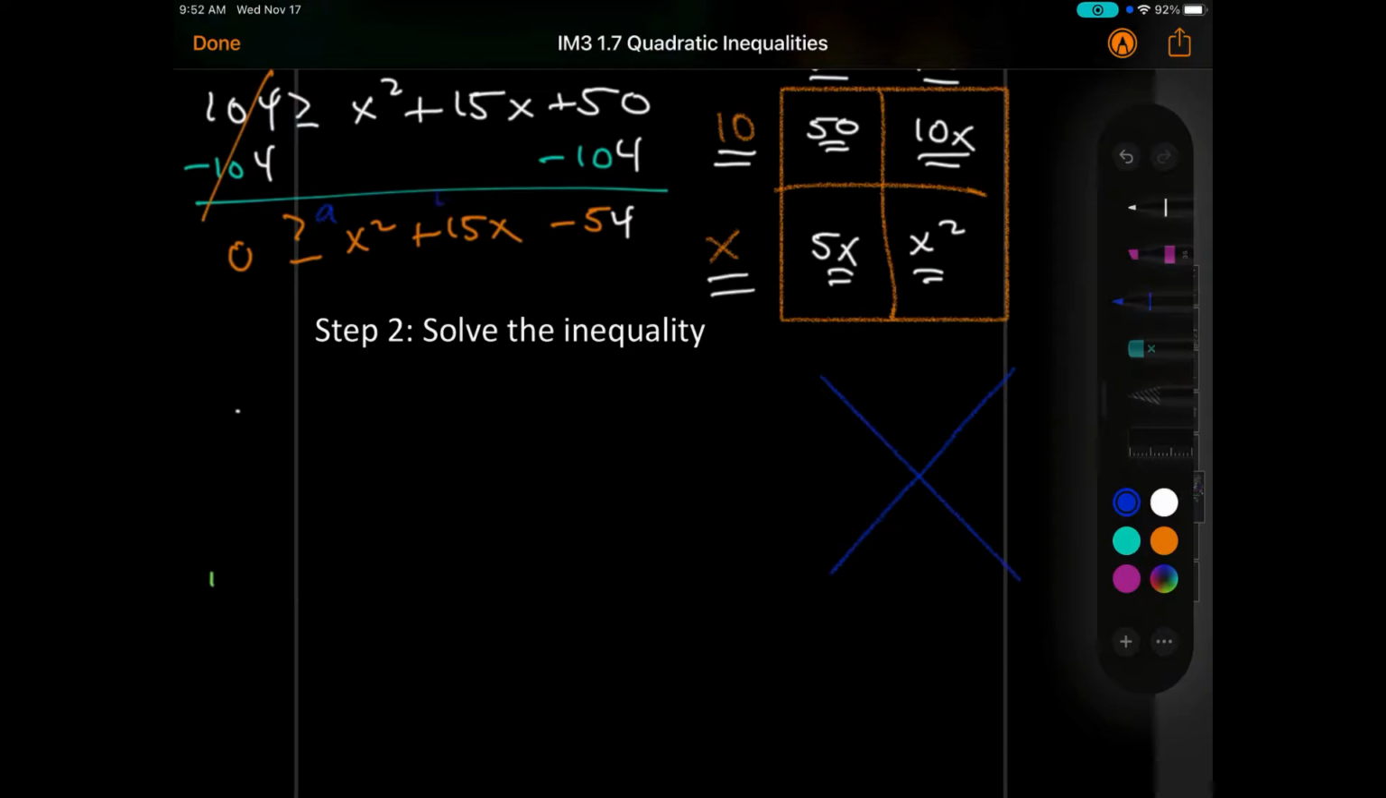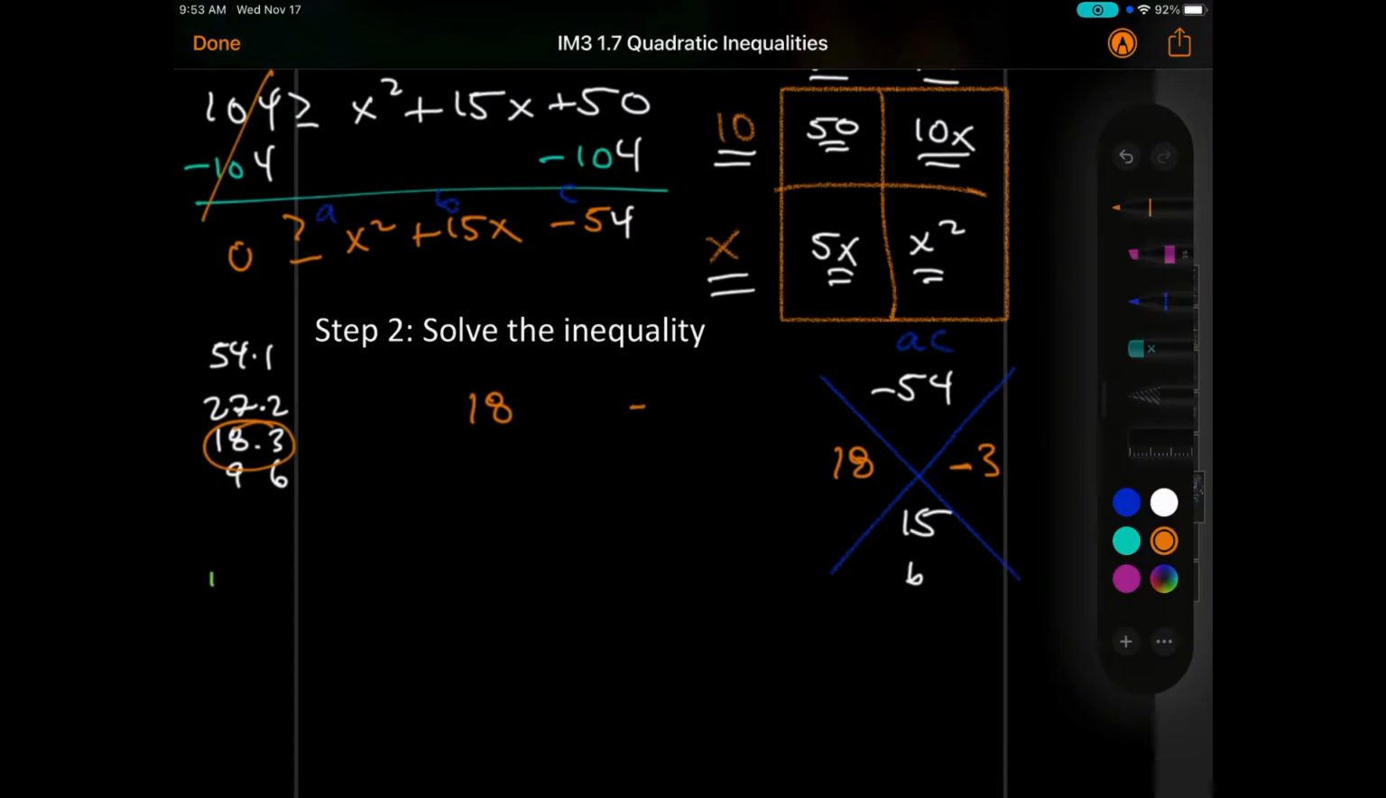So this is A, B, and C. So A times C is going to be negative 54. My B value is 15. And the factors of 54 are 54 and 1, 27 and 2, 3 and 18, and 9 and 6. And I see 18 and 3. We need to multiply those to be a negative, so one of these has to be a negative. I'm going to choose negative 3 because 18 minus 3 equals 15.